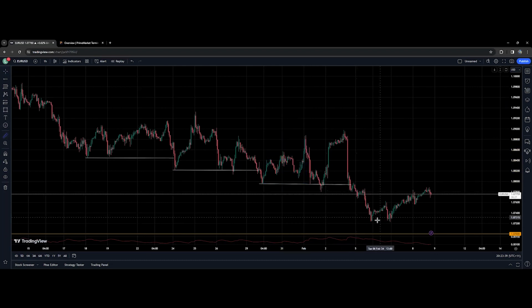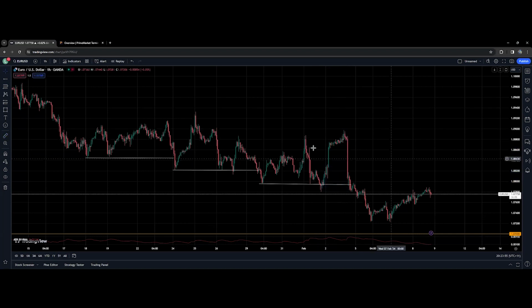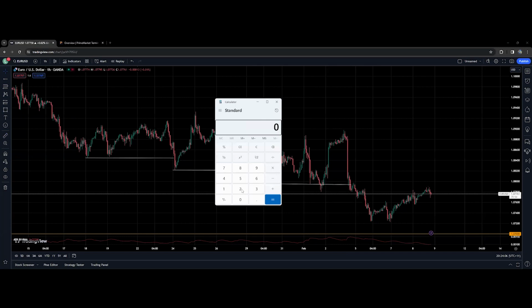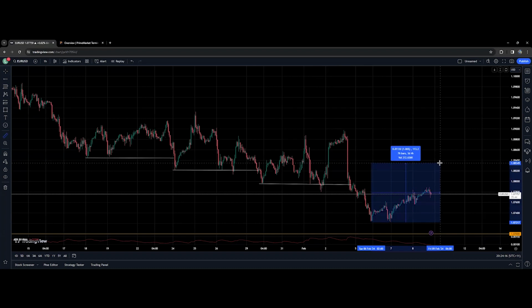What are we expecting? So let me have a look again. This one here we had 1%. This one here we had 0.8%, and this one here we had 1%. So 1 plus 1 is 2, plus 0.8 is 2.8. So if we get the calculator out, 2.8 divided by 3, that's going to be 0.93. So what are we looking at here? We're looking for somewhere around 0.93% up.